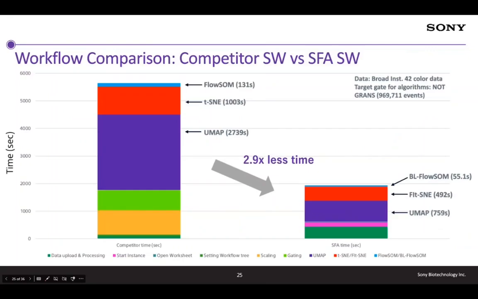When you take a look at all the algorithms, it's not just the batch learning FlowSOM where you see a decrease in the amount of time that it takes for analysis. So we're comparing here about 1 million events, 42 colors, and this is a competitor software and the SFA software. And there's about a 3x reduction in the amount of time it takes to perform your entire analysis workflow, including UMAP, FIt-SNE, and the batch learning FlowSOM.